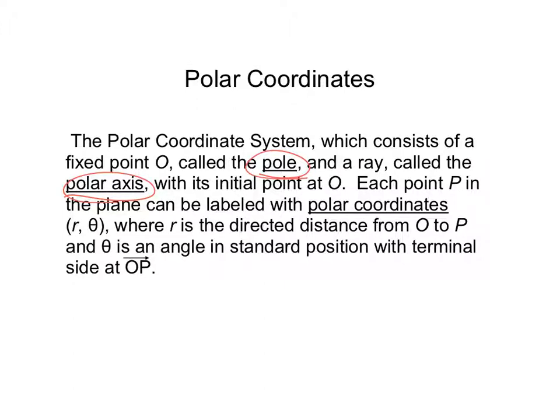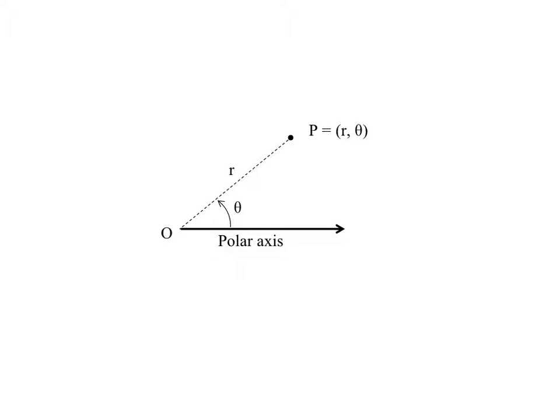So each point P in the plane is labeled with polar coordinates (r, theta), where r is the directed distance from the pole to the point, and theta is the angle in standard position with terminal side OP. So let's take a look. Here's an example of what polar coordinates would look like.